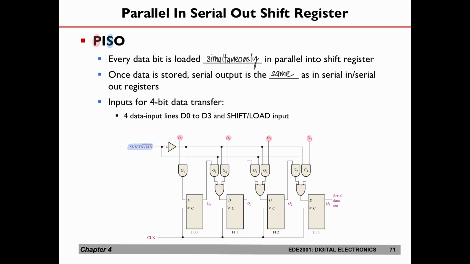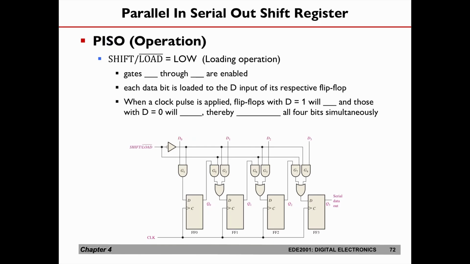Now let's take a look at the first scenario. The first one is the loading operation. What is the loading operation? It means that I'm going to load 4-bit data into this shift register. How do you read this when I say shift slash load bar is equal to 0? You can take it as shift equals 0, load bar equals 0, but load is 1. So what we are doing here is loading data into this circuit.